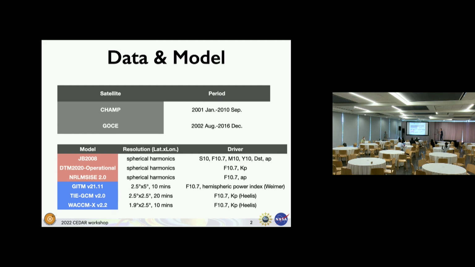The data we use here is the neutral density derived from the satellite track. We use CHAMP and GOCE, and we use six models, three from the empirical models: JB2008, DTM2020, which is the newest model, and NRLMSIS 2.0. And we also run three first-principles models in-house at CCMC. One is a GITM version 21.11, TIEGCM 2, and also WAM-IPE version 2.2, which is the newest version of WAM-IPE.